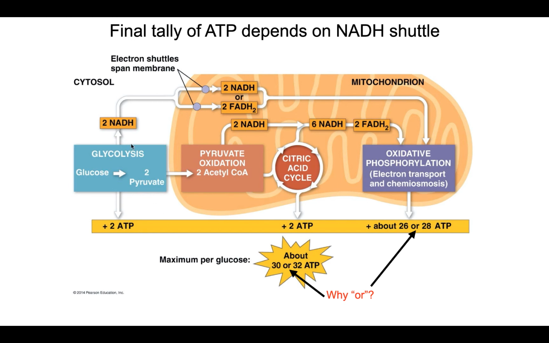However, in some cells, a different shuttling mechanism is used. The electrons in these two NADH are shuttled to electrons here in FADH2, which means even though we're supposed to get 2.5 ATP from each of these NADHs, we're only getting 1.5 ATP from each of them, which means that we're losing a couple ATP. So in those particular cell types, we're only getting 30 ATP per glucose.